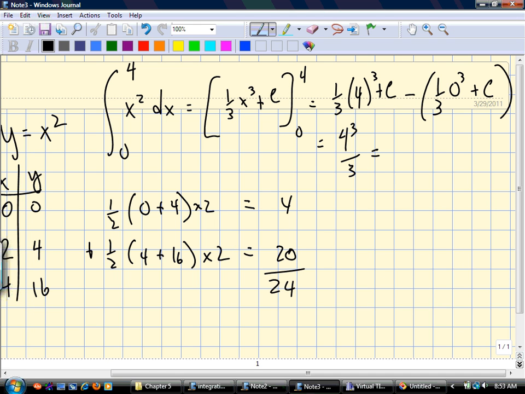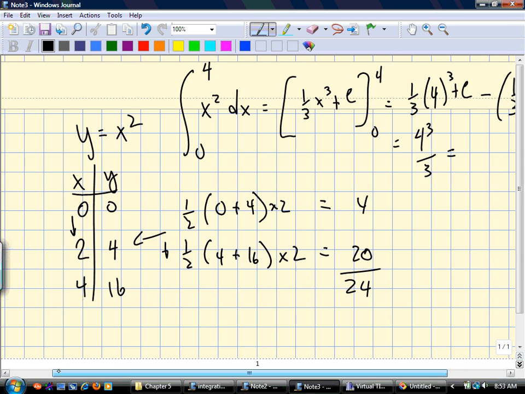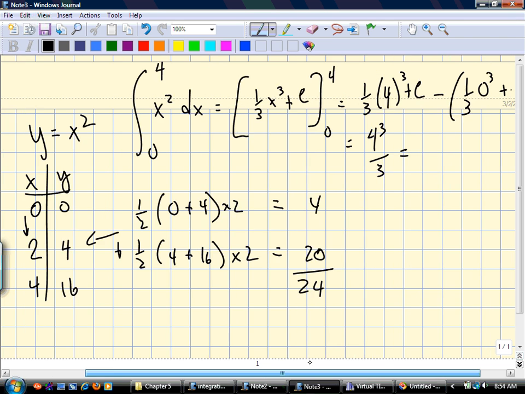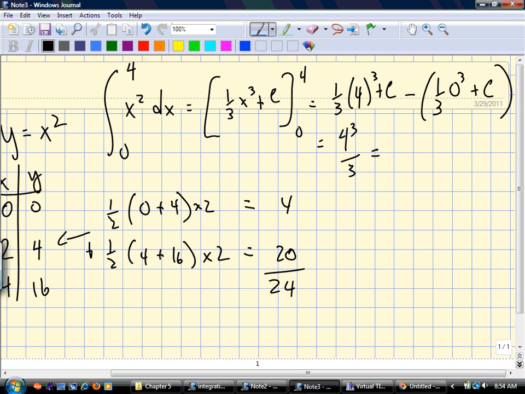No, this is an approximation. This calculation over here is an approximation. Don't say they're the same. The only way we say they're the same is if we don't do 2 strips, we do an infinite number of trapezoids. 2 trapezoids will not approximate very well. It should be within a factor of 10. What's 4 cubed divided by 3?